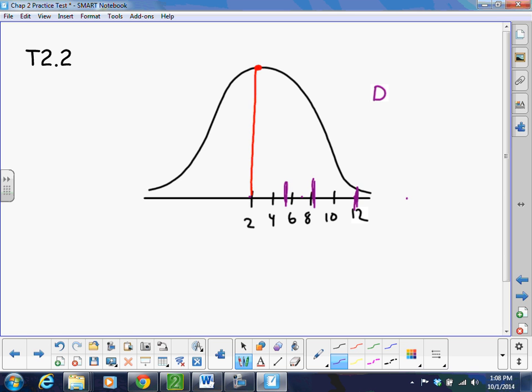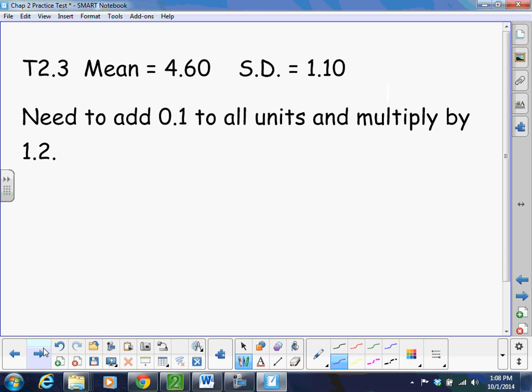Okay. All right, number 3. They give us some information. They give us a mean. This was rainfall, and they give us a standard deviation. Now they want to do some changes to the values. They want to transform the data a little bit because there was an error, so they need to add 0.1 to all values and multiply them all by 1.2, and they want to know what the new mean and standard deviation would be. Okay, so the original mean was 4.6, the original standard deviation was 1.1.